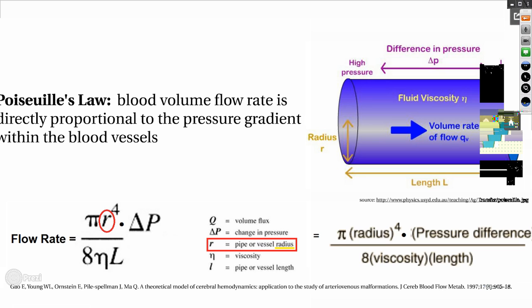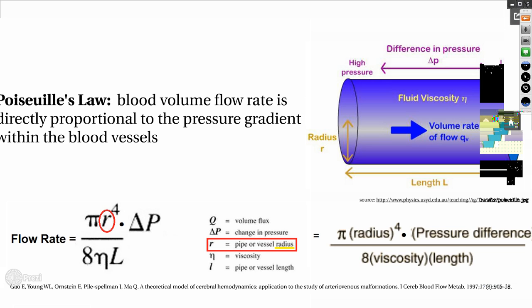An equation exists called Poiseuille's equation, and this equation basically helps us understand fluid moving within a vessel, whether it be a pipe, whether it be a blood vessel. And from this equation, we can see that blood volume flow rate on the left here is equal to the product of pi times our radius to the fourth power. Remember that fourth power, multiplied by the pressure gradient between point 1 and point 2, divided by the viscosity, this little n-looking symbol here, times the length of our vessel.